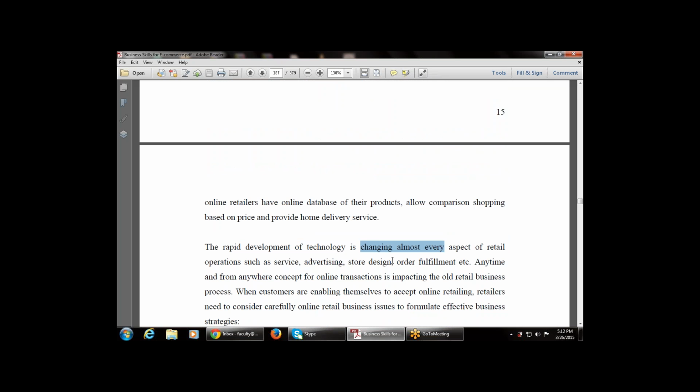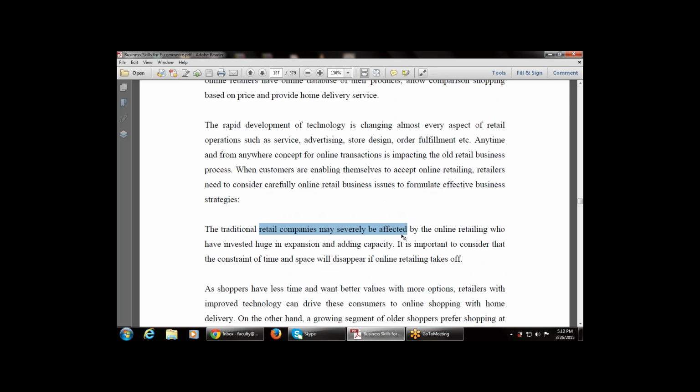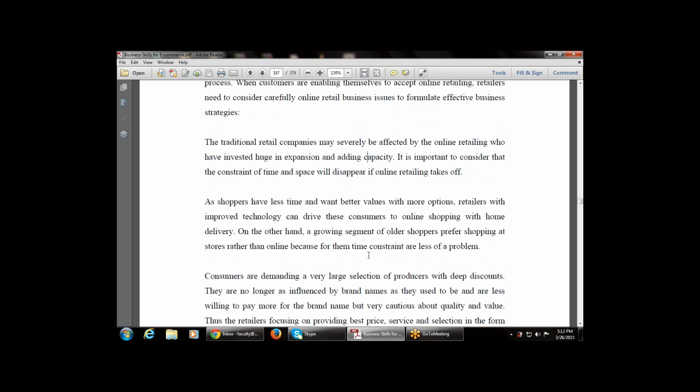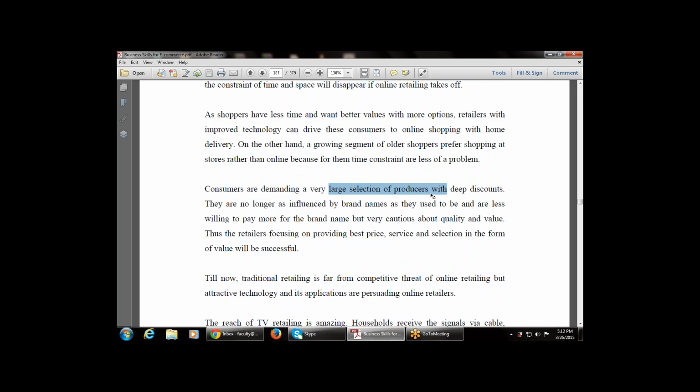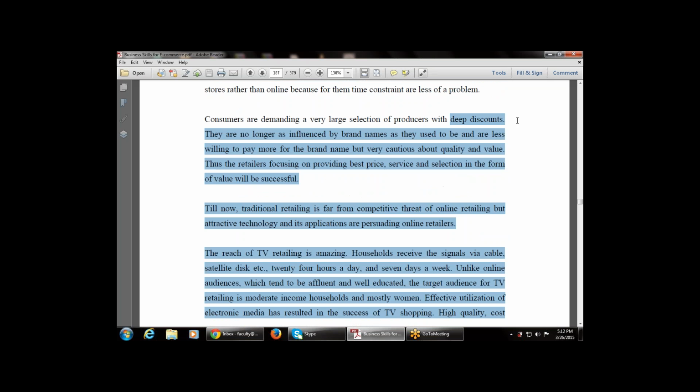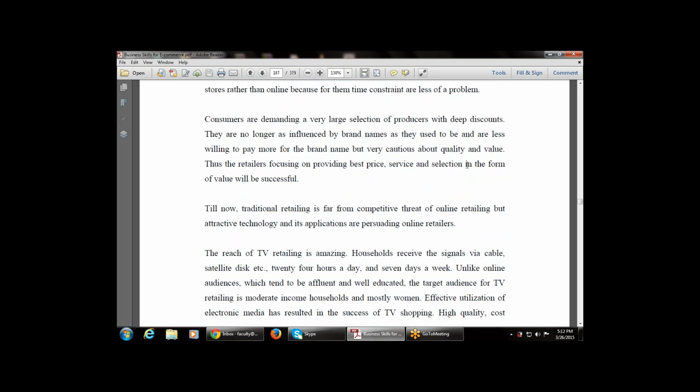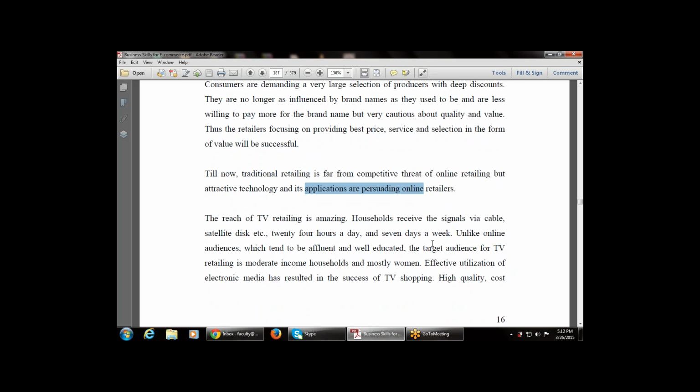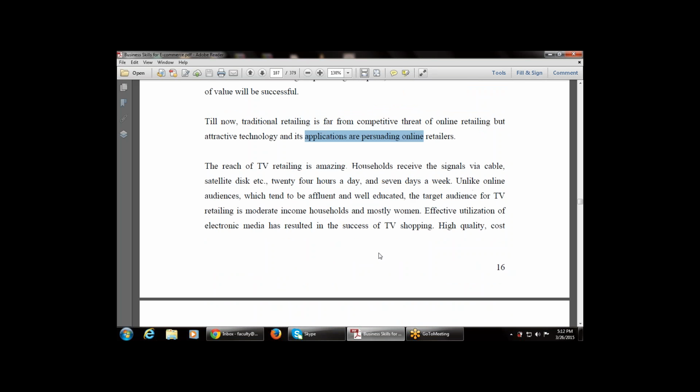The rapid development of technology is changing almost every aspect of retail operations, such as service, advertising, store designing, order fulfillment, etc. The traditional retailers may be affected by online retailing, which has invested hugely in expansion and capabilities. Customers now demand a large selection of products with deep discounts, which is only provided by online retailing. Till now, traditional retailing is far from a competitive threat from online retailing, but attractive technology and its application are persuading online retailers. So the use of various technologies like TV and CD-ROM is one of the major issues available with online retailing.